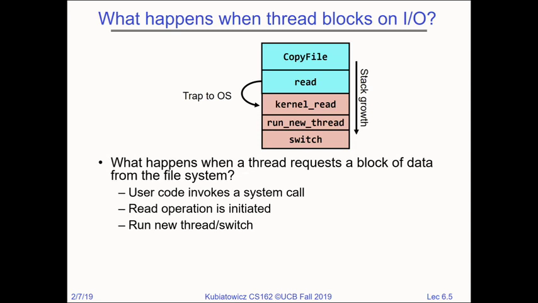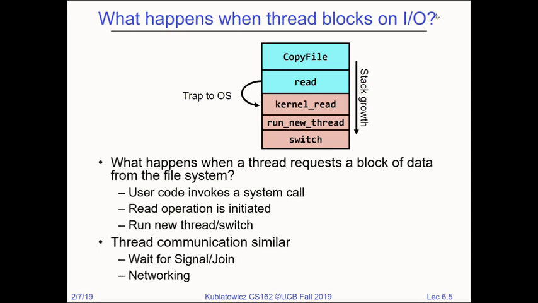Again, the same idea happens here, and this is similar to all sorts of different things. Communication between threads, like wait, signal, join, or networking, are all similar to this model I just showed you. Anytime we call into the kernel with some system call, could be a join, a network call, or a read, we do the operation, we decide that we're going to have to block, and at that point we call run new thread, which calls switch, which then, poof, there's a new stack there, and we return, and some other thread is running. Questions?